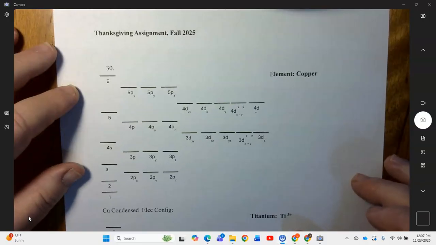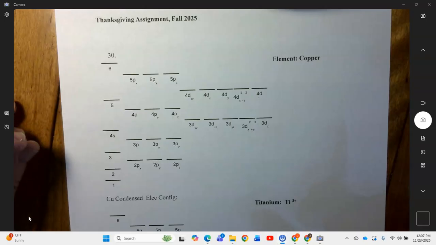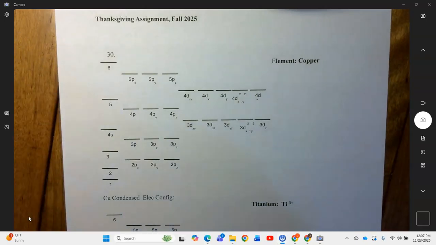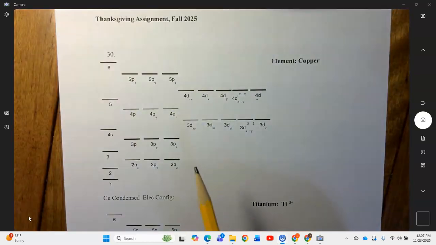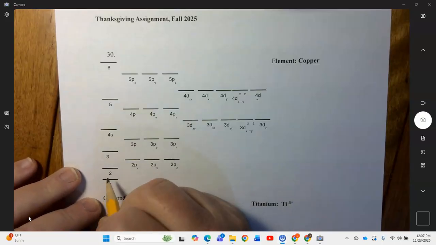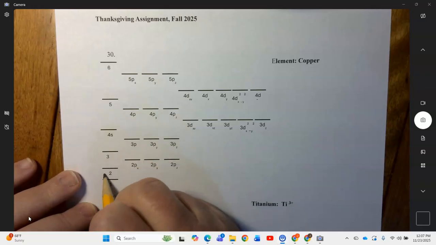Okay, so what we're going to do now is draw the Aufbau structures and the condensed electron configuration here. So we're going to start with copper. Copper again is in the 3d right there, and so you've got to fill everything up to the 3d. And so we're going to start with the 1s. Okay, these should have s's behind them, so 1s.